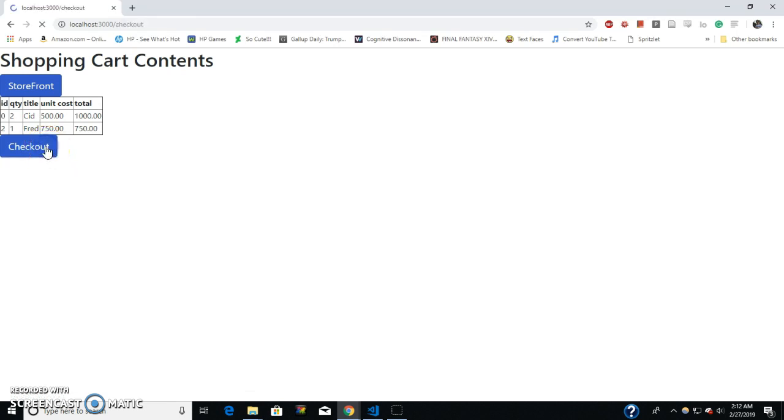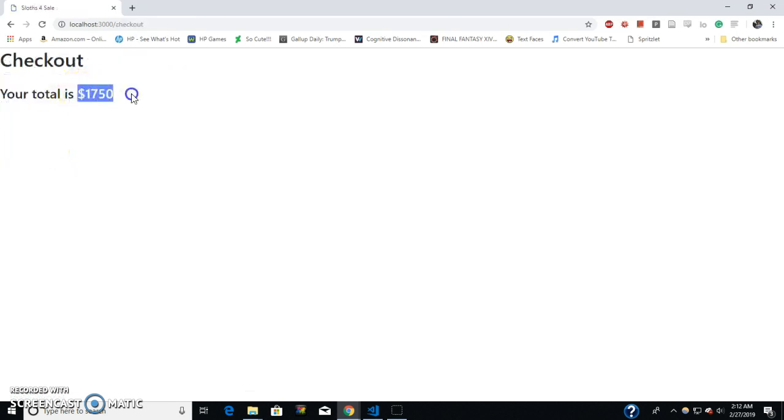Finally, when we hit the checkout button, it will display our total price based on what is in our shopping cart. And that is the end of the extra component for Exercise 6.